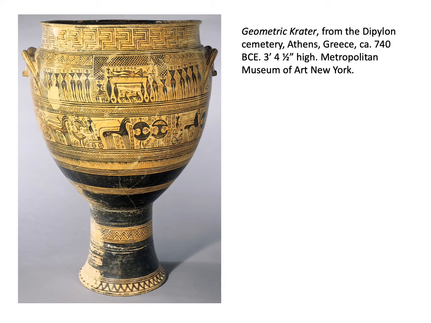So this is the geometric krater. It is from the Dipylon Cemetery in Athens, Greece. It's about 3.5 feet high, and it's at the Met in New York City. When you see this work of art at the Met, it sits above eye level, and so it feels large. It is very large for a vase. If you think about how tall 4 feet tall is, that's about the size of a 4-year-old child. So it's a pretty big vase.